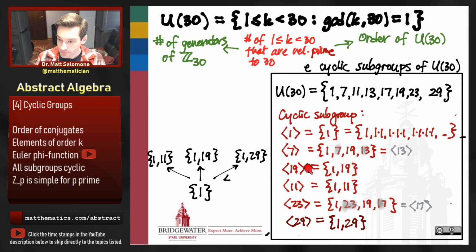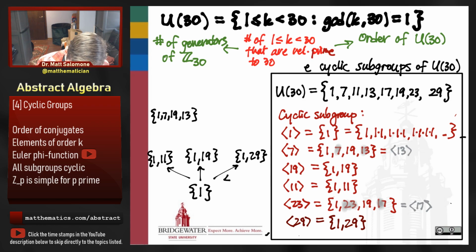But then {1, 19} is also a subgroup of this one, the subgroup generated by 7. It's also a subgroup of this one, the subgroup generated by 23. So coming up a little further here, we'll put those two, {1, 7, 19, 13}, as well as {1, 23, 19, 17}. And {1, 19} is a subgroup in both of those.